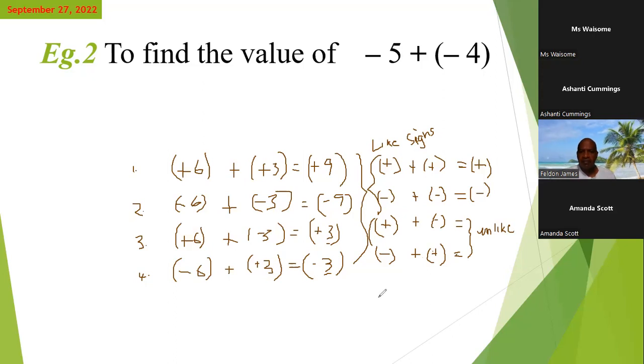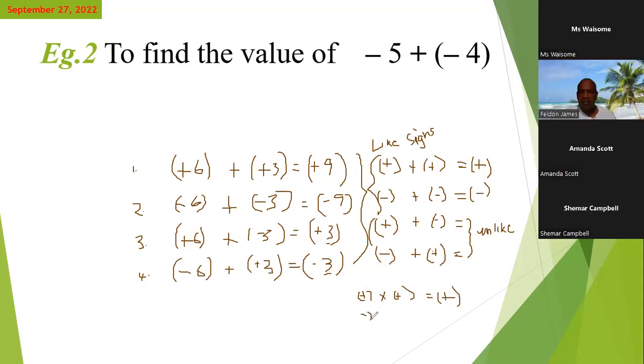Now, in fact, if you have a positive times a positive, what would be the sign of the answer? Positive times positive equals what? Positive. Now, a negative times a negative would give you what? Negative, sir. Positive.